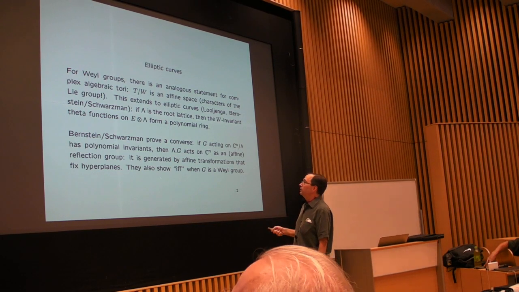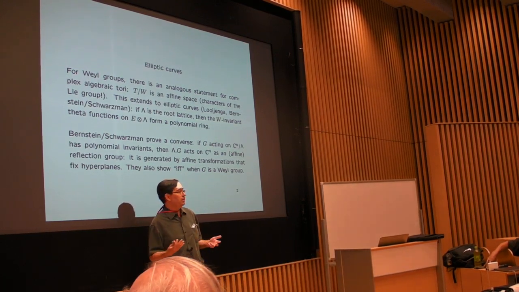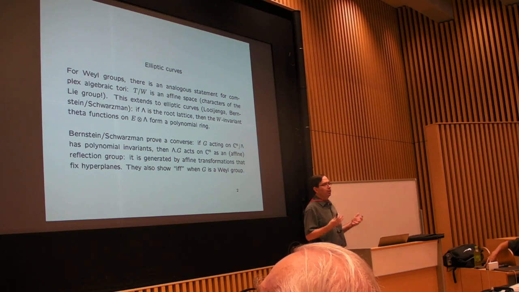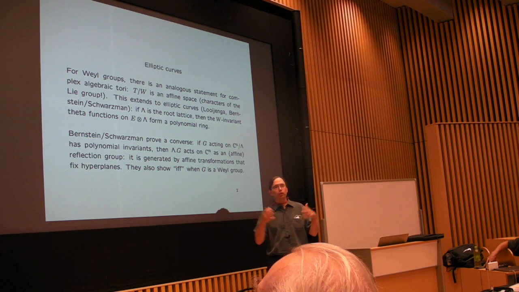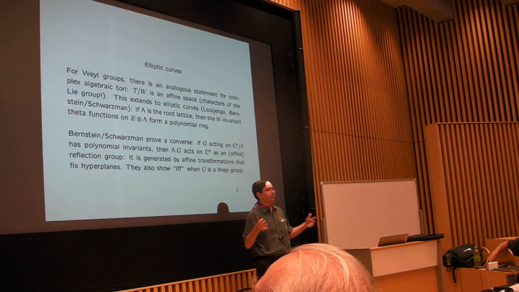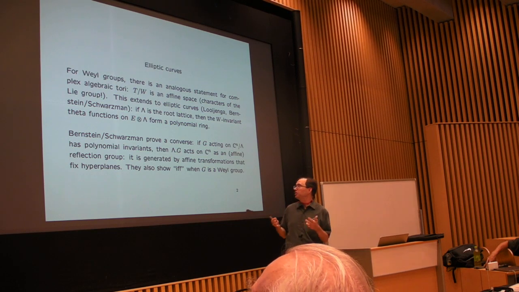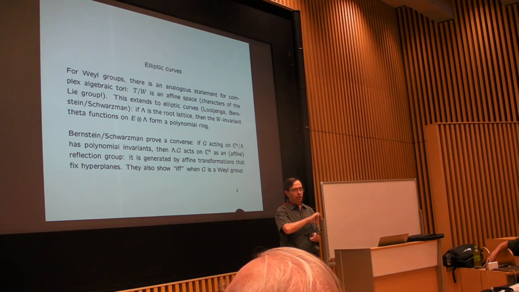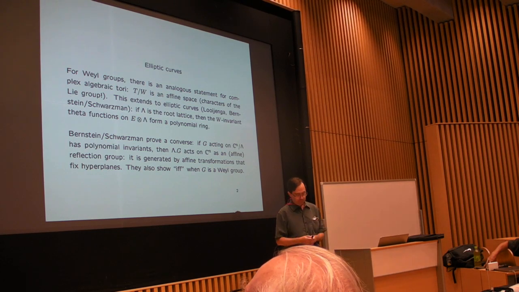And Bernstein and Schwarzman actually give a converse statement, which is that if you have a finite group acting on an abelian variety, and it has a ring of theta functions, and it has a multiplier or a line bundle such that the corresponding ring of theta functions has polynomial invariants, then that group has to be the analog of a reflection group. Namely, you have generators that fix hypersurfaces in this abelian variety.